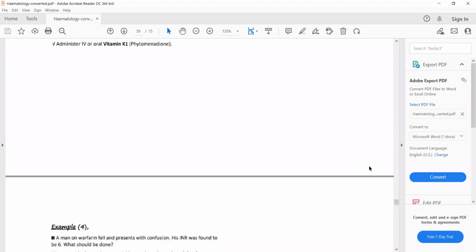So a man on warfarin fell and presents with confusion. His INR was found to be 6. What should be done? What should be the management of this patient? A man on warfarin who fell and presents with confusion. His INR is found to be 6. What should be done? Anyone?